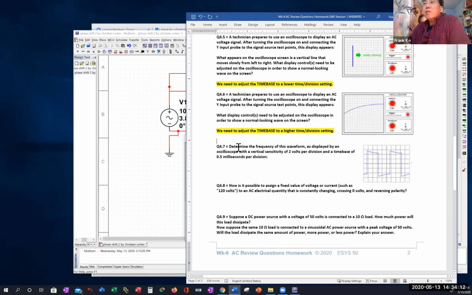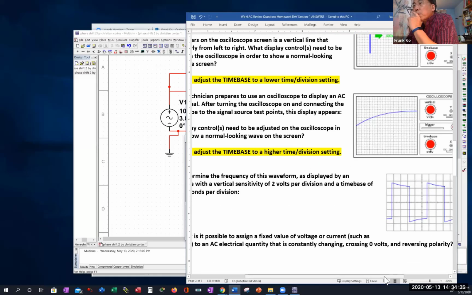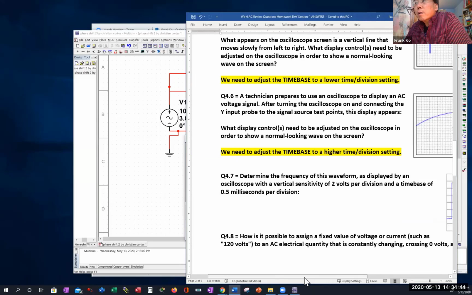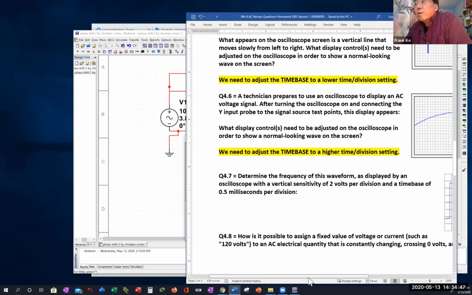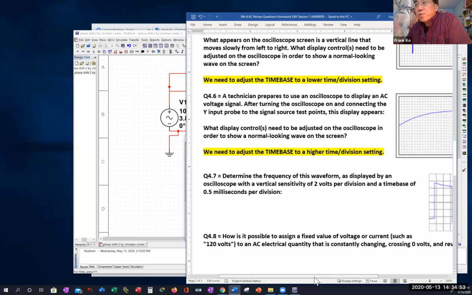Number 7, determine the frequency of this waveform displayed on an oscope with a vertical sensitivity at 2 volts per division and a time base, and so on. All right, so how are we going to determine frequency based on this? So let's go ahead and magnify this. Okay, that's about all we need. So we need frequency. That's all we want, just frequency. And a time base of 0.5 milliseconds per division.